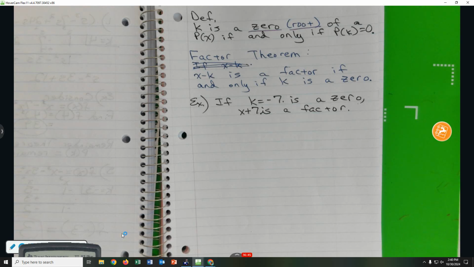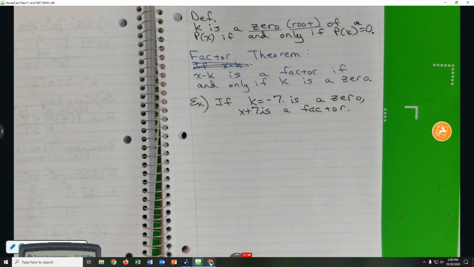What we're working towards is factoring higher order polynomials. We've been factoring quadratics. That's what we've had to factor so much. Well, suppose it was something that wasn't a quadratic. Suppose it was a cubic.